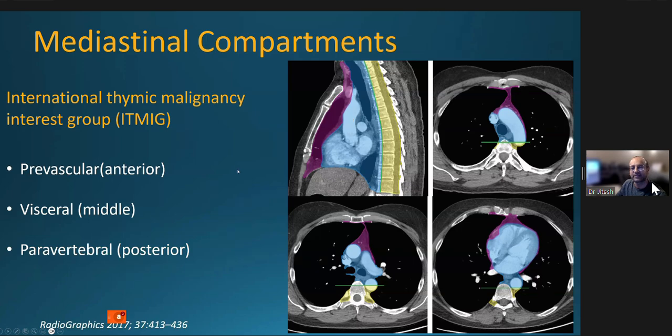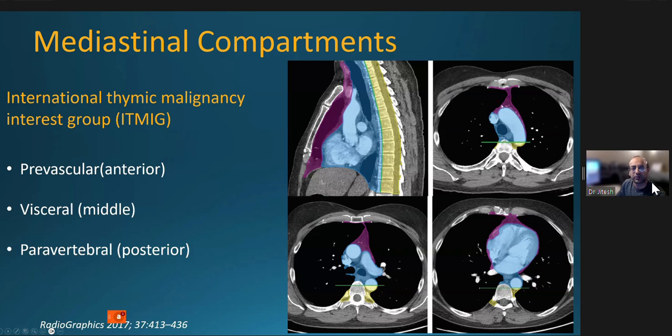We divide the mediastinum into the prevascular, which is the anterior mediastinum, the visceral compartment, which is the middle mediastinum, and the paravertebral, which is the posterior mediastinum. So this purple is the anterior mediastinum, which is bounded anteriorly by the sternum and posteriorly by the pericardium, the anterior aspect of the pericardium, as it's wrapping around the heart and the vascular structures. So this is all included in the anterior mediastinum.